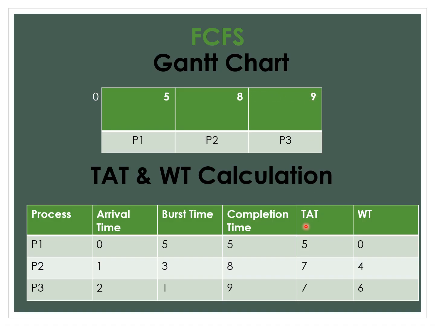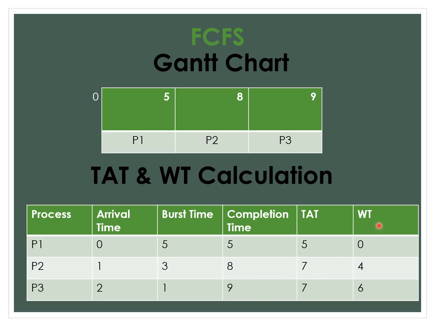Now we find the turnaround time. Turnaround time is equal to completion time minus arrival time. So 5 minus 0 is equal to 5. 8 minus 1 is equal to 7. Completion time of P3, 9 minus 2 is equal to 7. If the arrival time is not given, you just take arrival time as equal to 0.